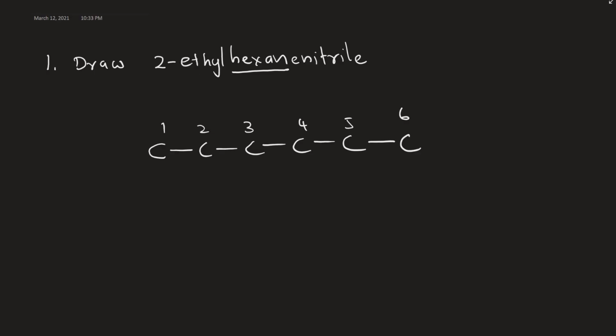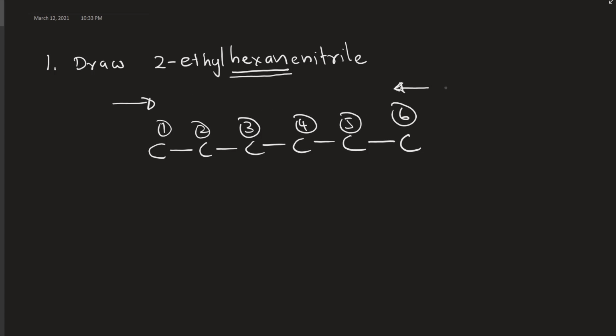So we are given 2-ethylhexanitrile. What you want to do first is put the number of carbons. It's hexane, 6 carbons in a row, and you can number from any direction because we are just drawing it. So hexane is 6 carbons, 1, 2, 3, 4, 5, 6, and either side is fine. But now we have already put the numbers.